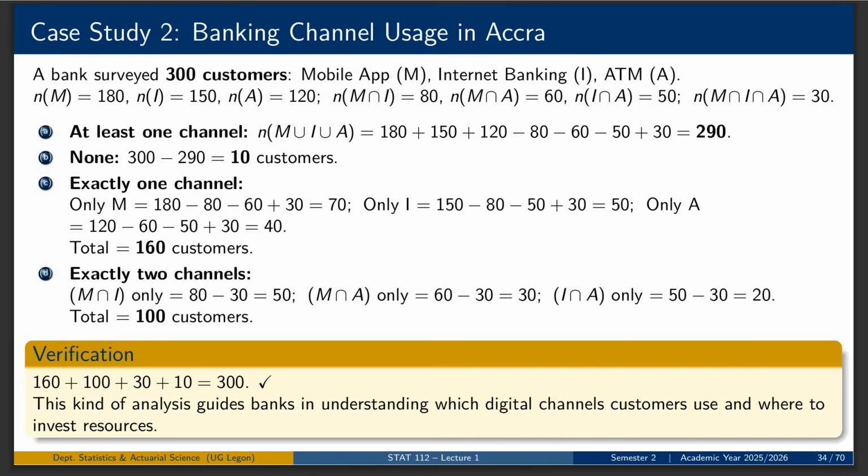There's another one on recreational activities. Quite simple. I want you to go through it and be able to draw this in a Venn diagram as well. There's also a case study on banking channel usage.